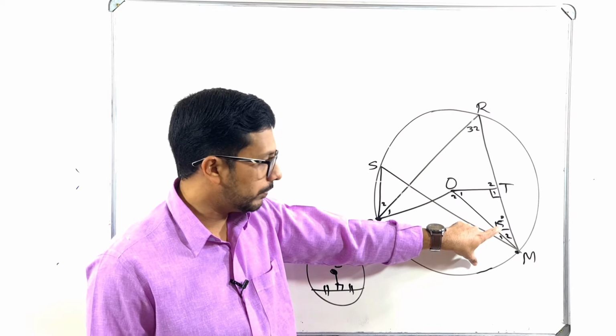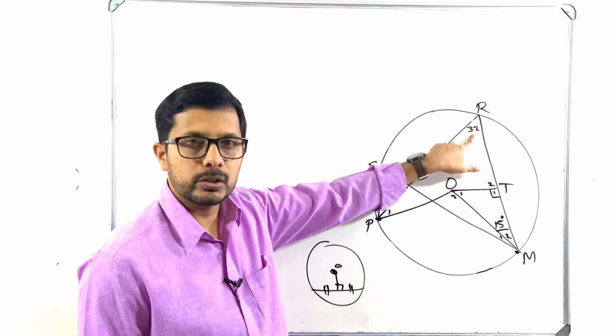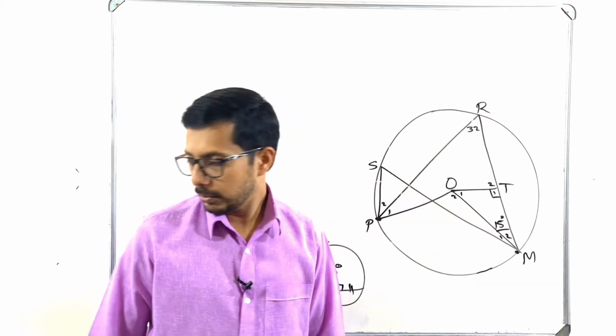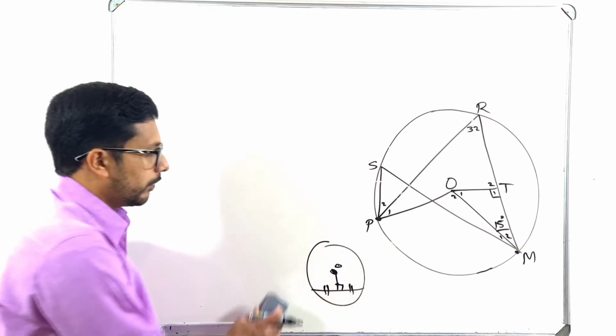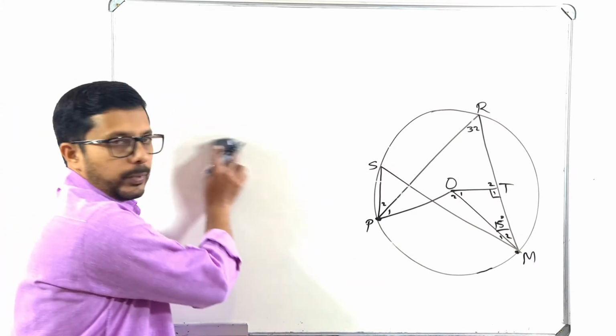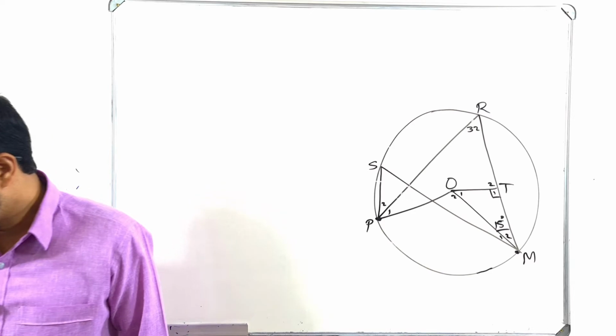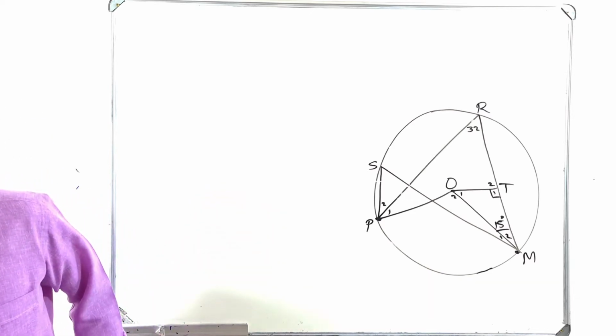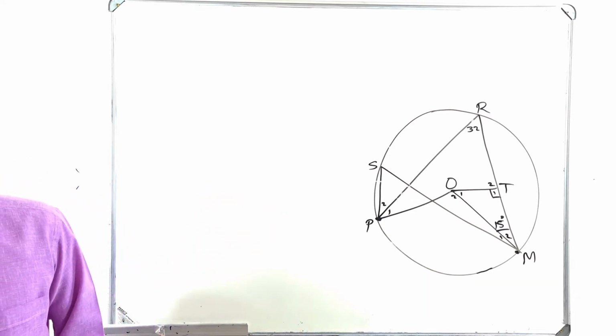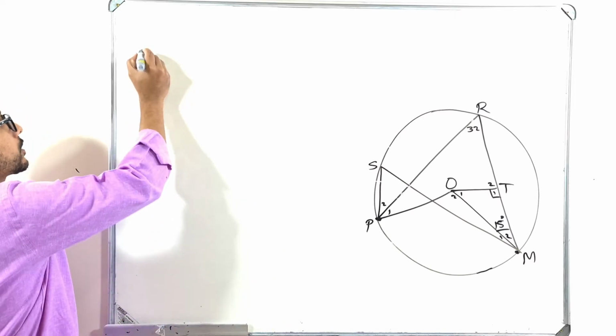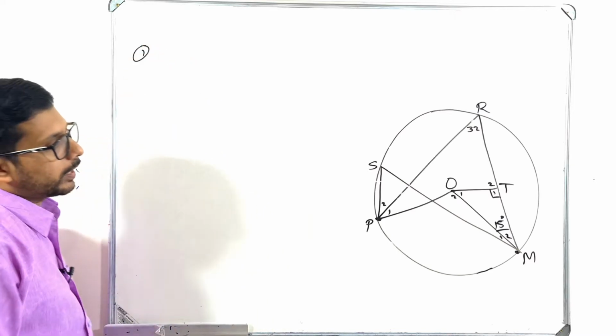It is given that this is 15 degrees and this angle is 32 degrees. Okay, now based on this given information, we have to answer the remaining questions. So what is the first question? Calculate with reason the size of angles. First one, angle S. What is angle S? This angle.